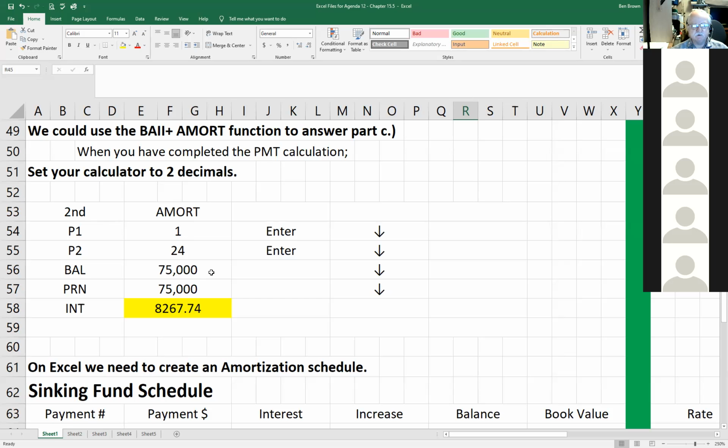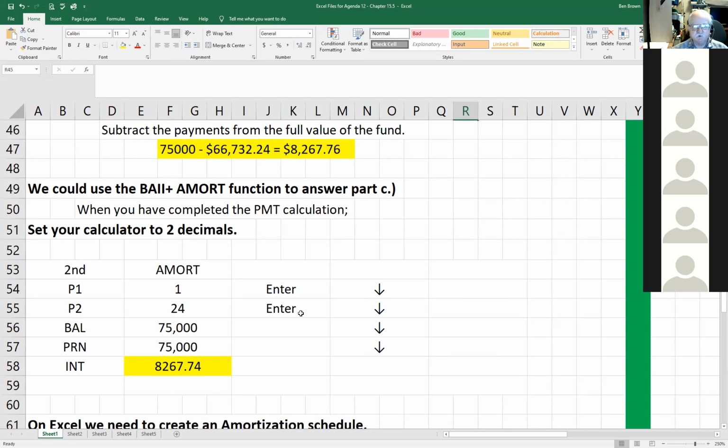We see the balance is 75,000. The amount the principal is 75,000, and we come up with an interest of $8,264.74, which is close. We're only 2 cents difference than our calculation. So either way you do it, Moodle would accept either of these answers as being correct.